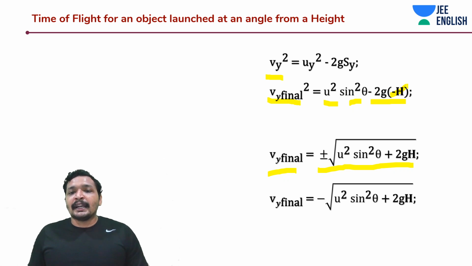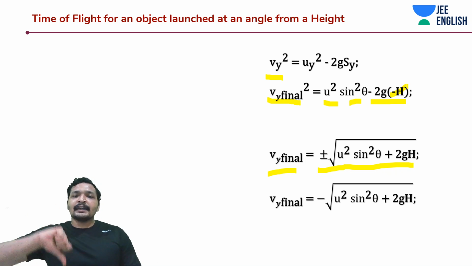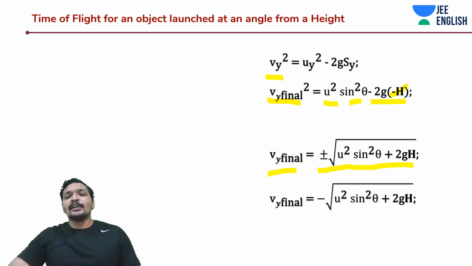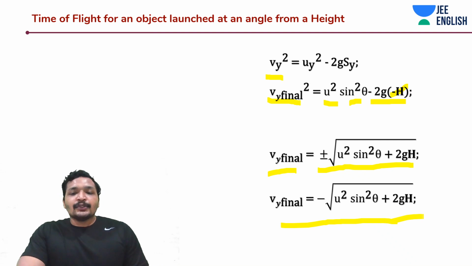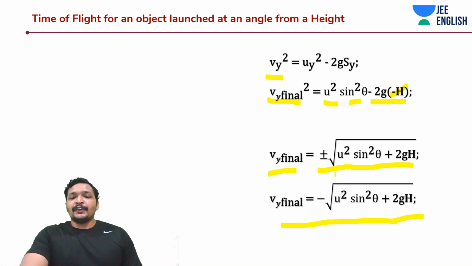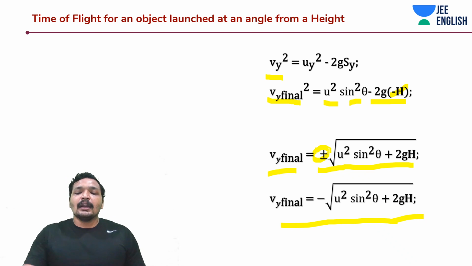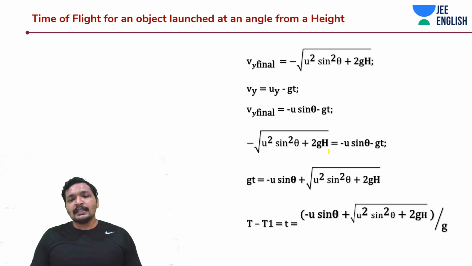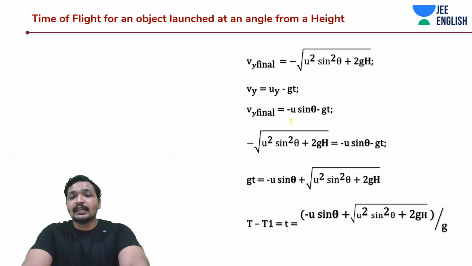And guys, what would be the direction of Vy final when it reaches the ground? The gravity has started accelerating it in the negative y direction. So Vy final would be minus of under root of u square sine square theta plus 2gh. You might be a little bit confused when taking this root, but you already know intuitively it's going to be minus. So Vy final would be minus. Now we will make use of this in V is equal to u plus at, the first Newton's equation of motion, to calculate the time of flight.